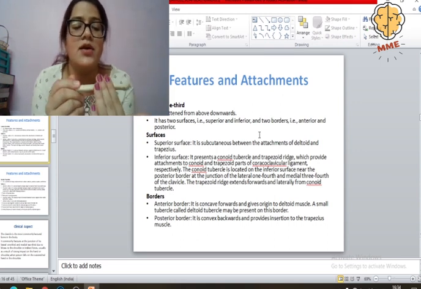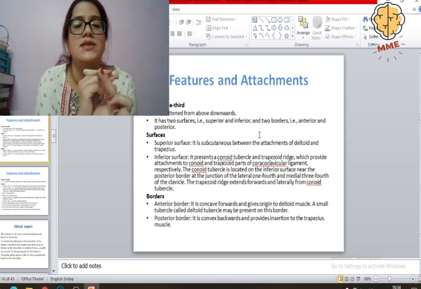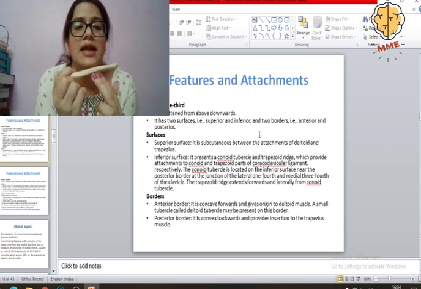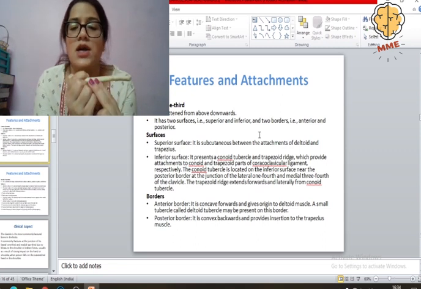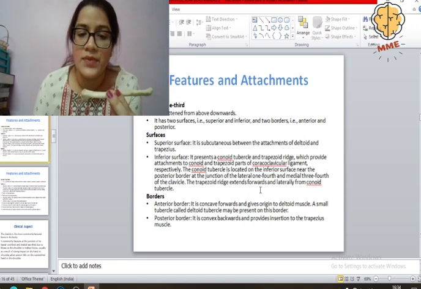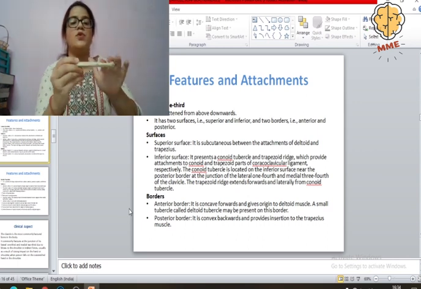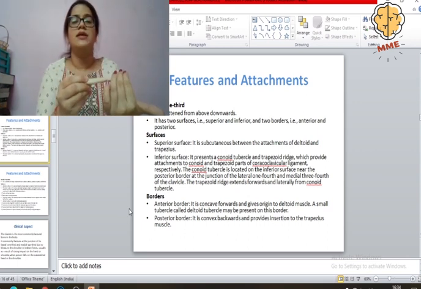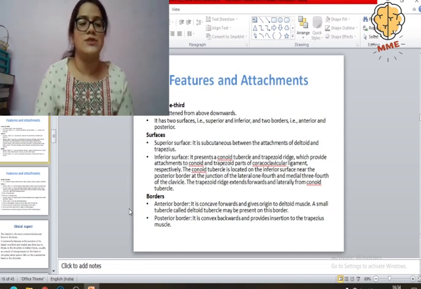Borders. The anterior border is concave forwards. The posterior border is convex forwards. The anterior border is concave. The posterior border is convex backwards. Now, the posterior border is concave, provides insertion to trapezius. I told you, right? The superior border is subcutaneous between the insertions of deltoid anteriorly and trapezius posteriorly.